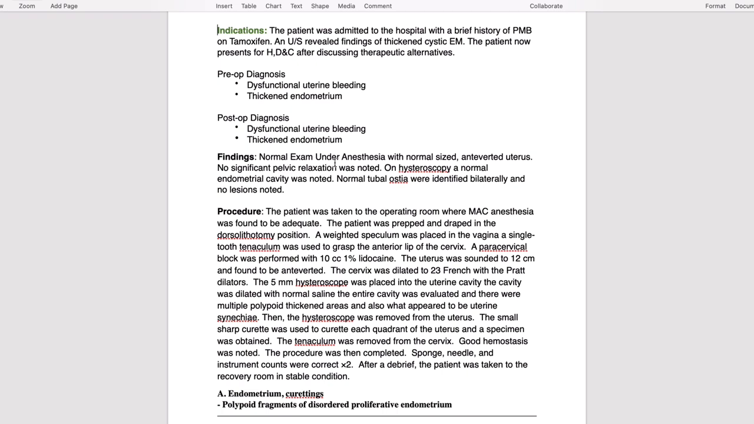So the findings... I skim through there and I don't see anything that stands out to me. For the procedure, the patient was taken to the OR where MAC anesthesia was found to be adequate. Placed in dorsolithotomy position, a speculum was placed, tenaculum was applied, and the uterus sounded to 12 centimeters. The hysteroscope was placed. And the cavity was dilated, multiple polypoid thickened areas, and it says what appeared to be a uterine.